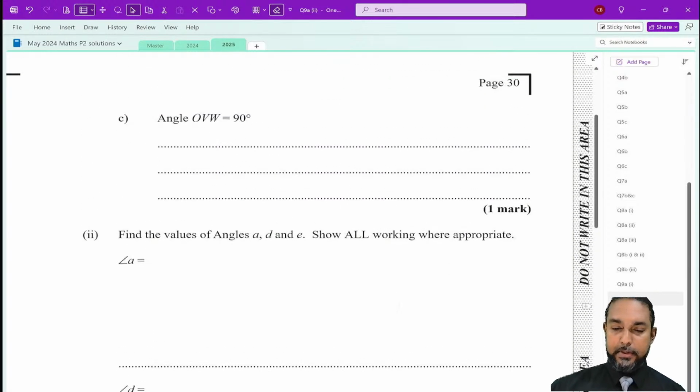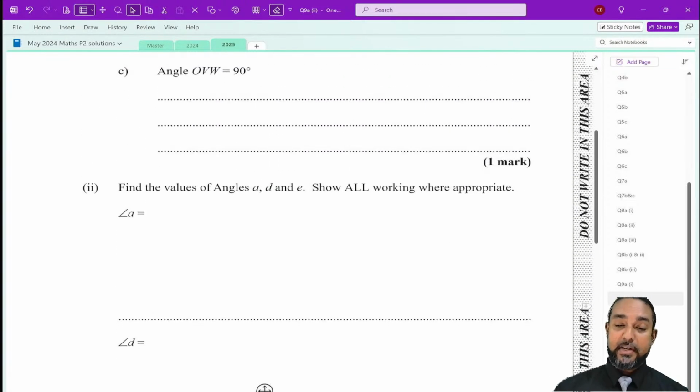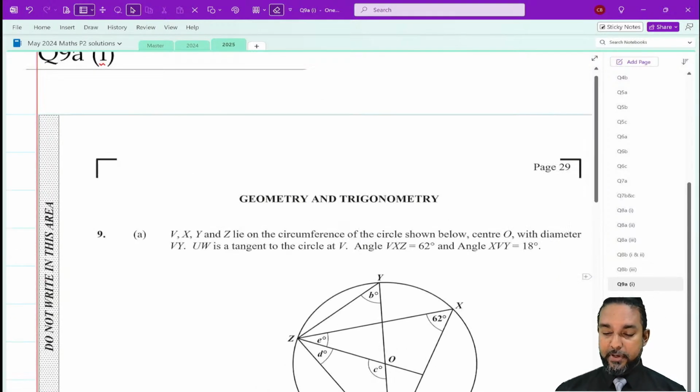Right, so it says here, oh, sorry, we forgot one. Why is angle OVW 90 degrees? I think we answered that one earlier on, actually the first thing we did, right? Angle OVW.